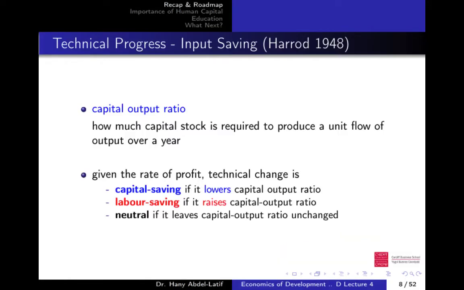We could also look at this through input saving technology, which we can measure by the capital output ratio. Given a certain rate of profit, if technical change lowers the capital output ratio, that means it's capital saving. If it raises the capital output ratio, that means it's labor saving. If it leaves it unchanged, that means it's neutral.